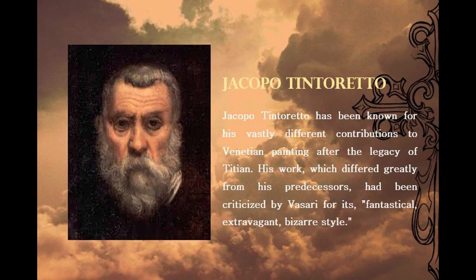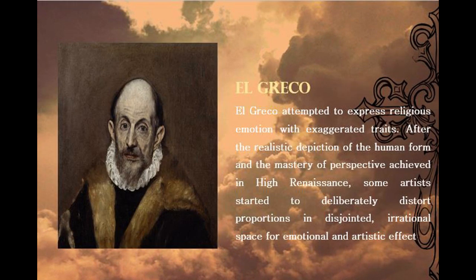Jacopo Tintoretto has been known for his vastly different contributions to Venetian painting after the legacy of Titian. His work, which differed greatly from his predecessors, was criticized by Vasari for its fantastical, extravagant, bizarre style. El Greco attempted to express religious emotion with exaggerated traits. After the realistic depiction of the human form and the mastery of perspective achieved in the High Renaissance, some artists started to deliberately distort proportions in disjointed, irrational space for emotional and artistic effect. El Greco still is a deeply original artist.